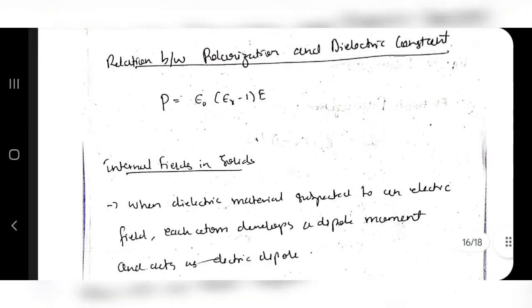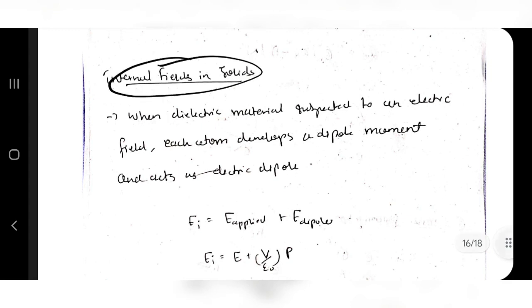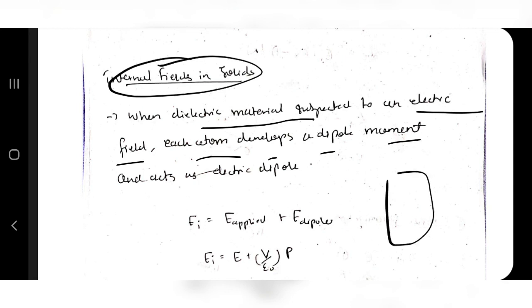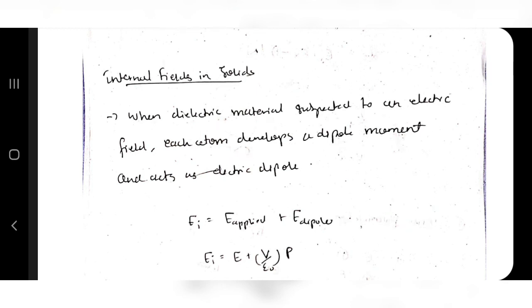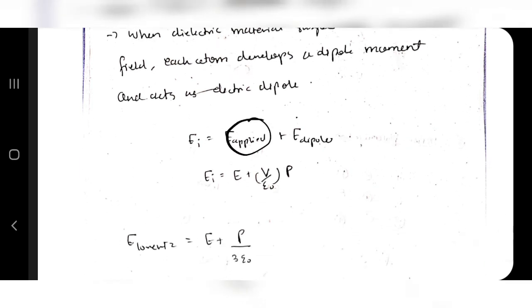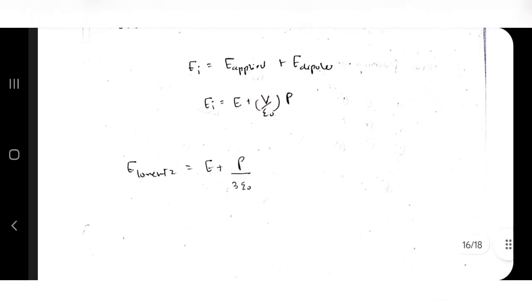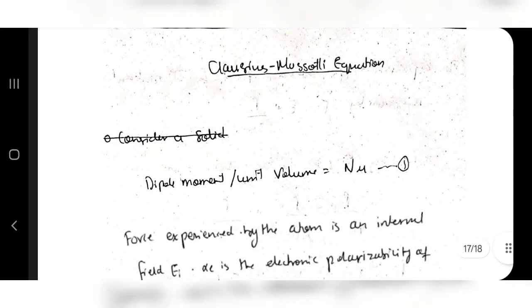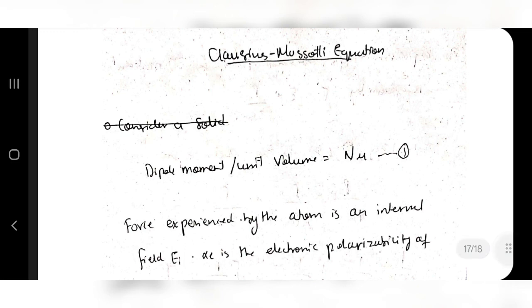Okay. And there is a small theoretical concept which is internal fields in solids. So when a dielectric material is subjected to an electric field, each atom develops a dipole moment. So when there is a dielectric material, if it is subjected to an electric field here, each atom here will be developing a dipole moment known as electric dipole. Okay. So EI will be equal to E applied plus E dipole, that is equal to E plus P by E naught, and if it's a 3D surface, at that time the value will be P by 3 E naught. Okay. This is the important derivation under this topic, which is the Clausius-Mossotti equation.